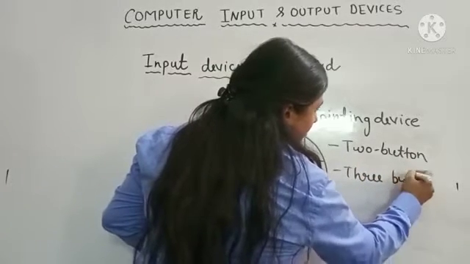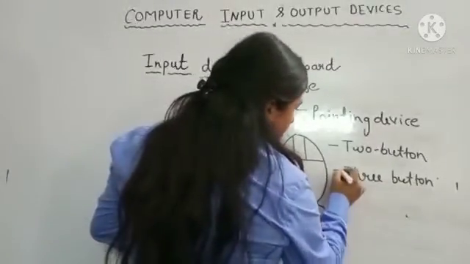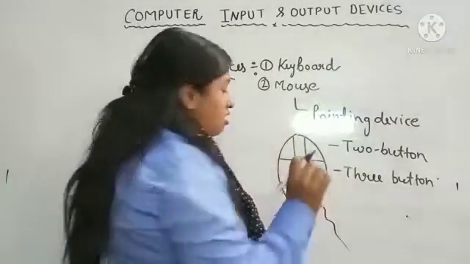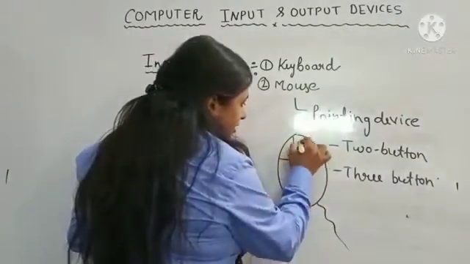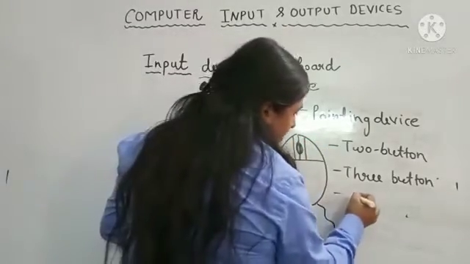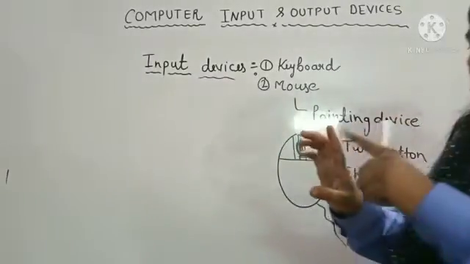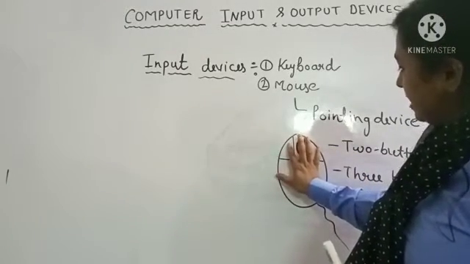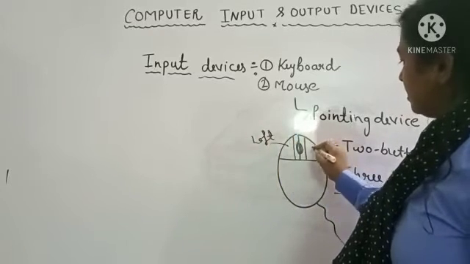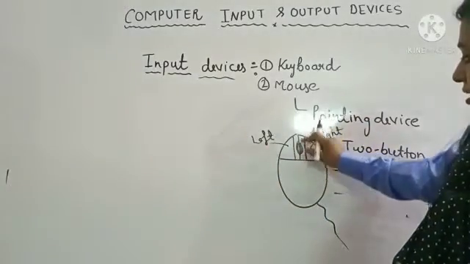Some mice have a wheel in the middle, like this. A wheel mouse. Okay. So basically we keep our index finger on the left-hand side. This is the left button, and this is the right button. And there is one wheel.